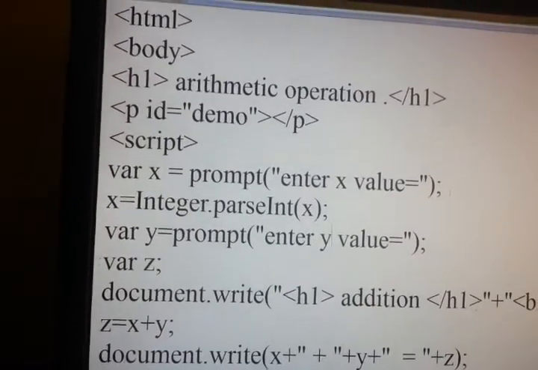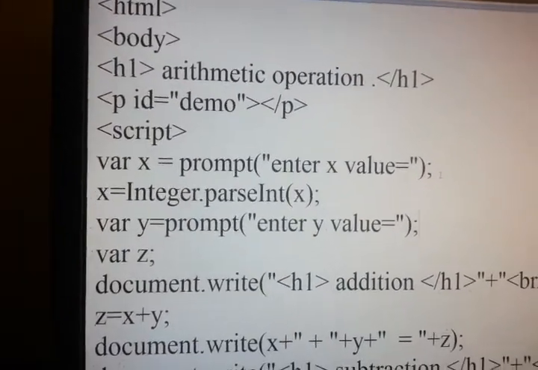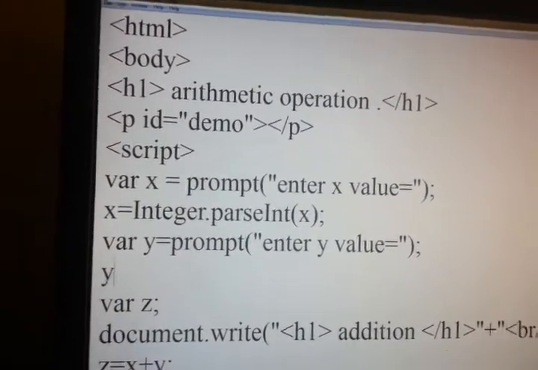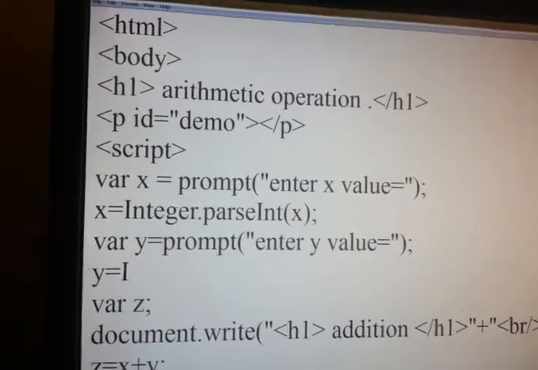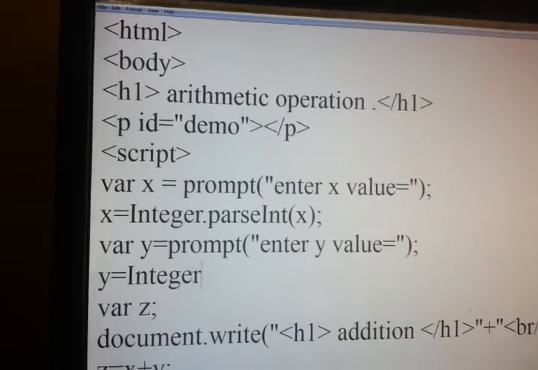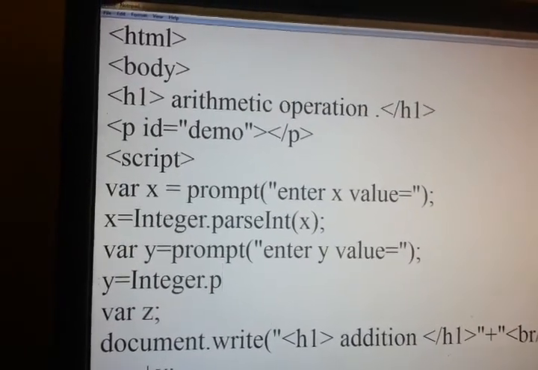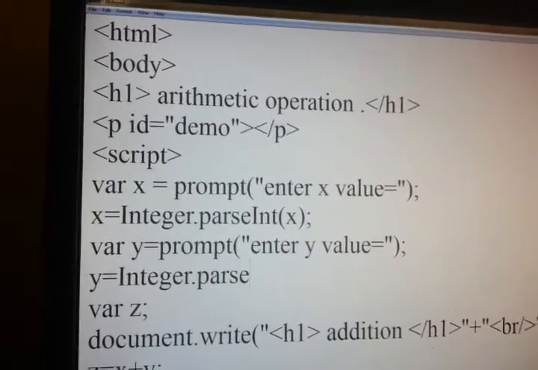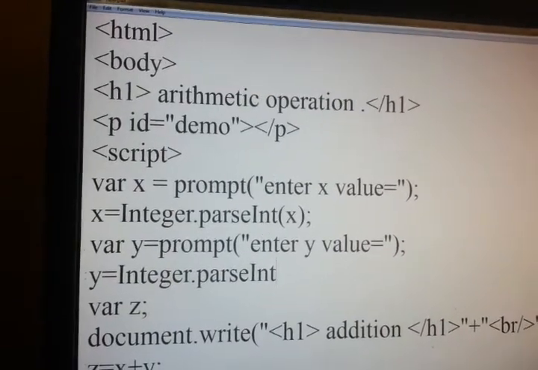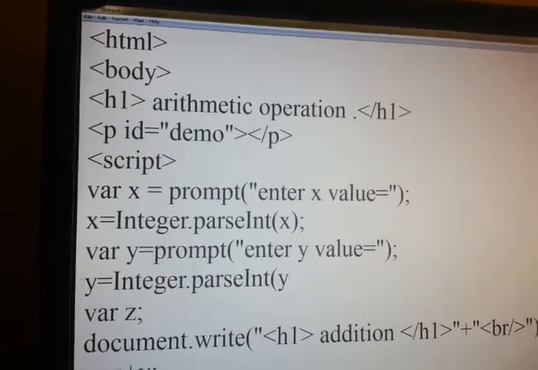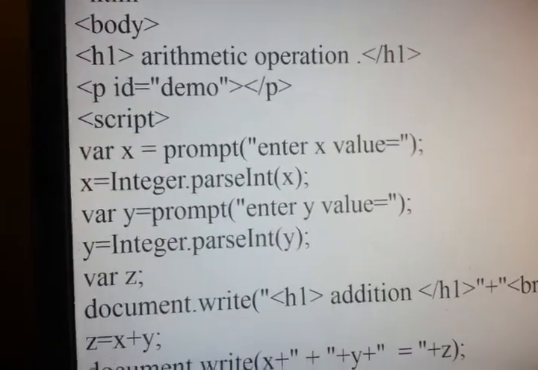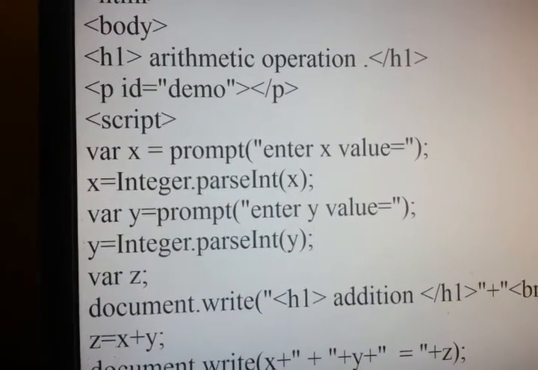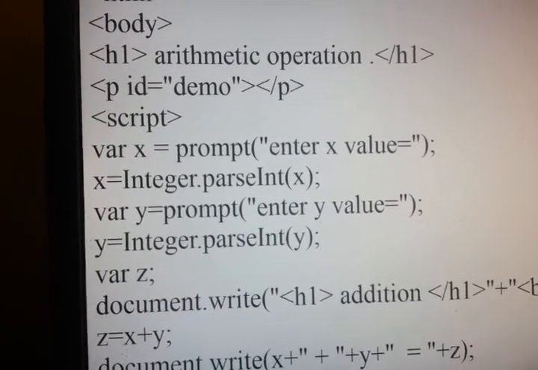Similarly for y also I need to write y is equal to Integer.parseInt of y. You have to be careful with the spelling. In Integer, I is capital. In parseInt, I is capital.